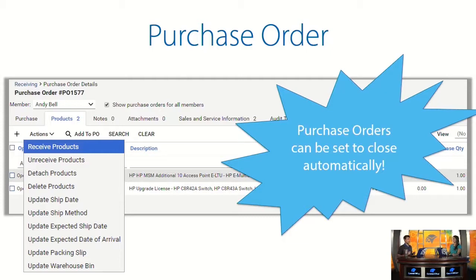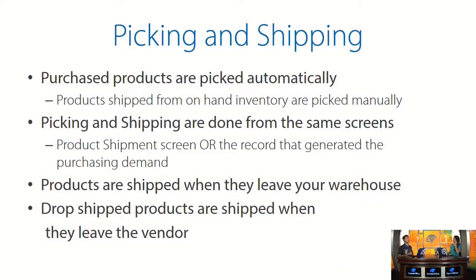Yep. So once we have received them, the next thing to do is to pick and ship them. Products that have been purchased for a specific demand, this is going to be all of your non-inventory products and some of your inventory, are going to be picked automatically. You purchased them for a specific reason, a sales order, a service ticket, a project, or maybe a recurring agreement. That's what they're picked for. They're going to be used specifically for that, so we're going to pick them automatically. We don't need to set them aside.